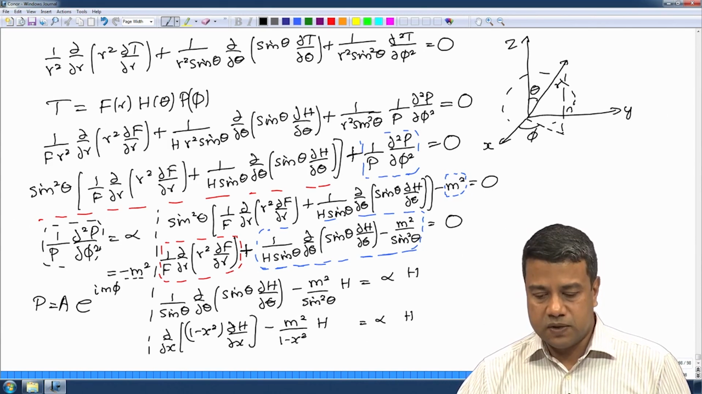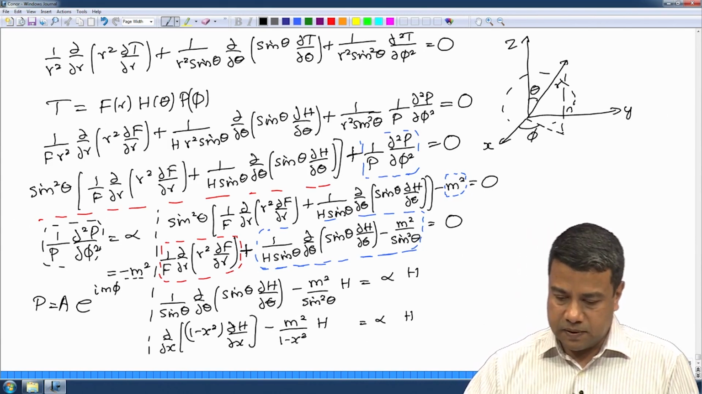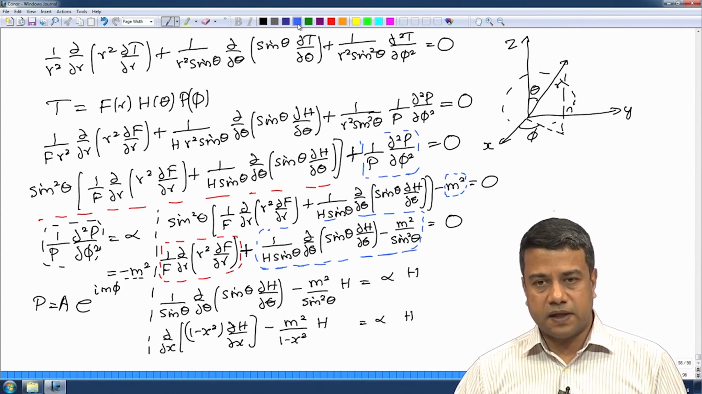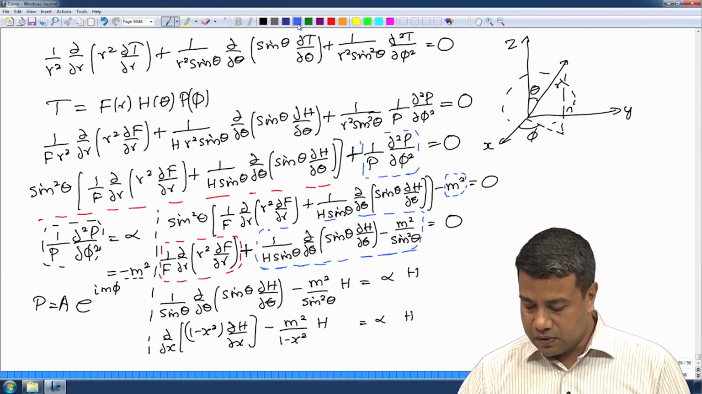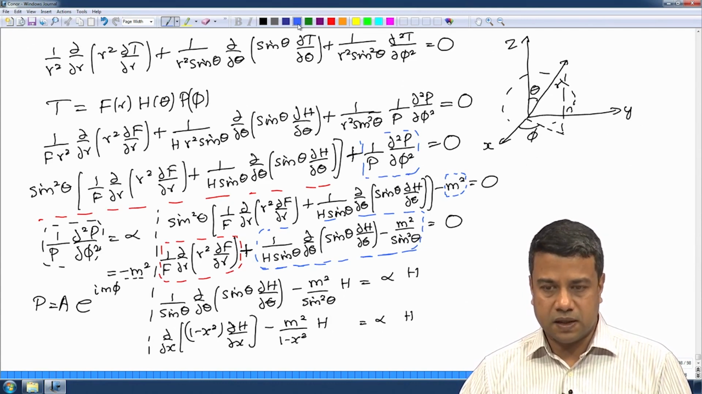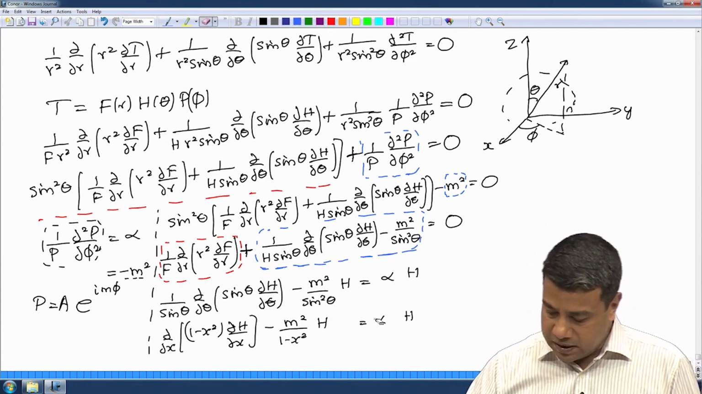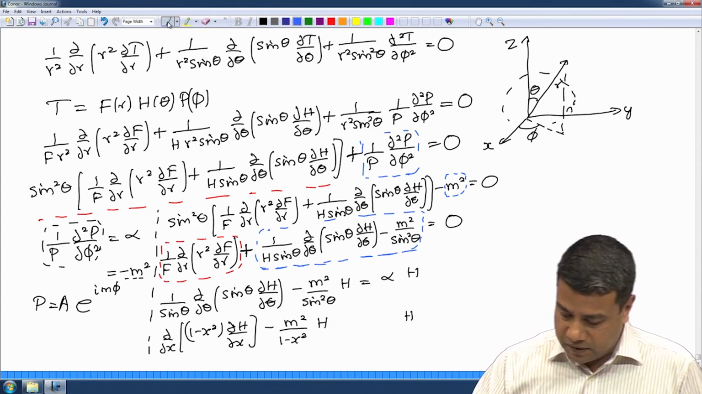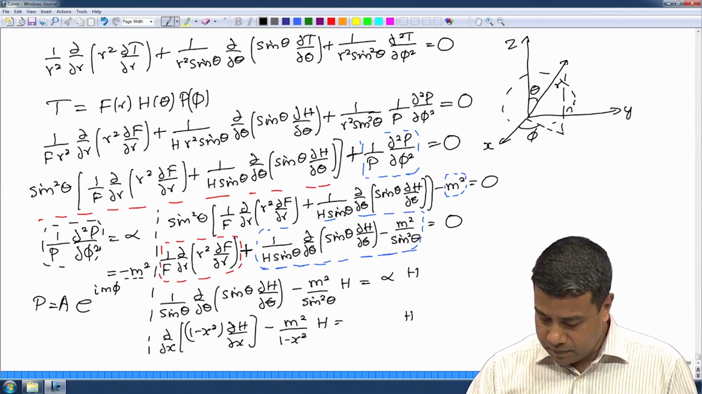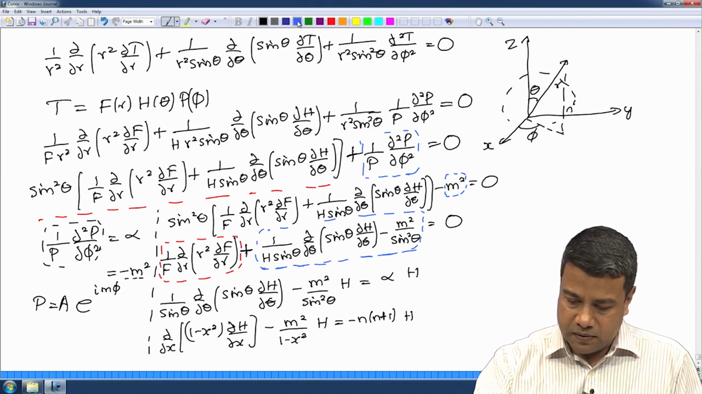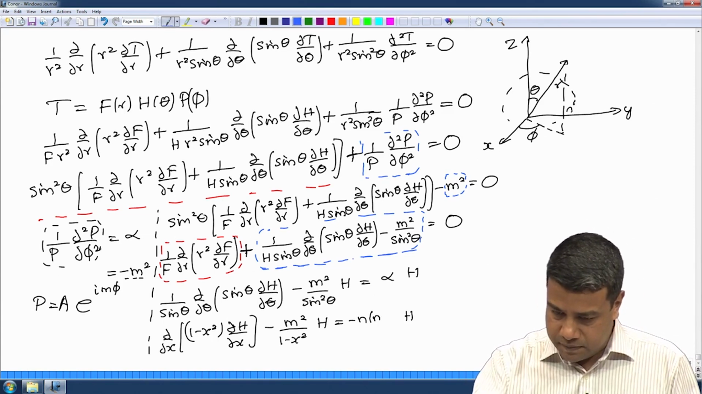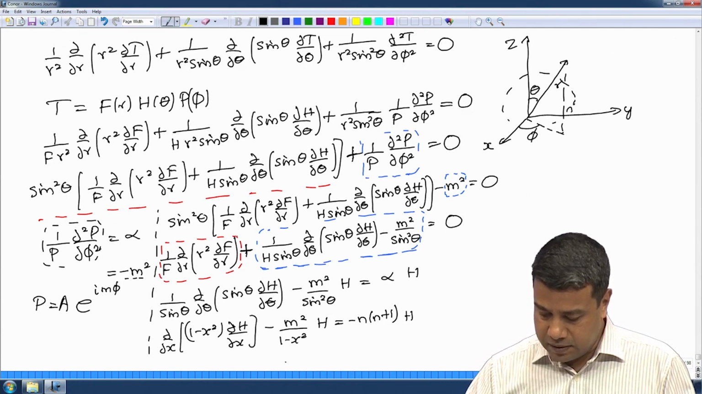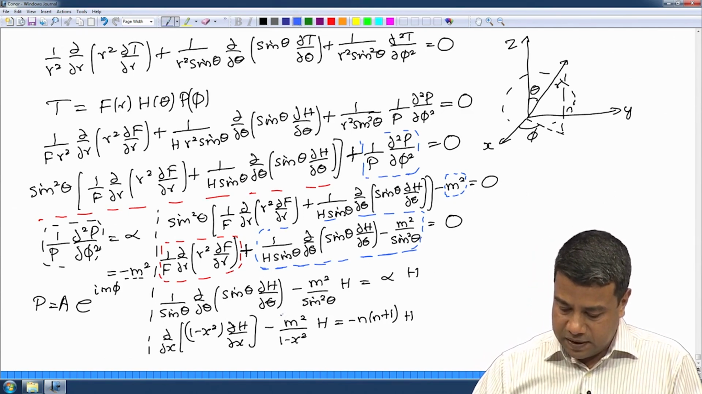When m was equal to 0, when it was an axisymmetric problem, I told you that the solution is finite at theta equal to 0 and theta equal to pi only if this constant has the form minus n into n plus 1. That applies in this case as well, with one modification. I told you that when m was equal to 0, this was valid only when n was an integer, when this term was not present previously for the axisymmetric case.